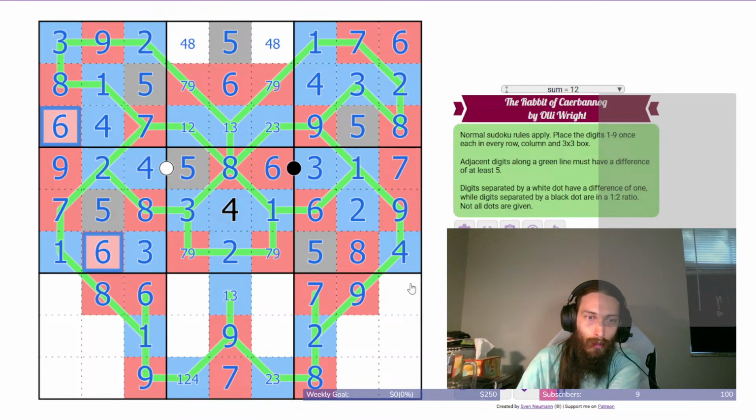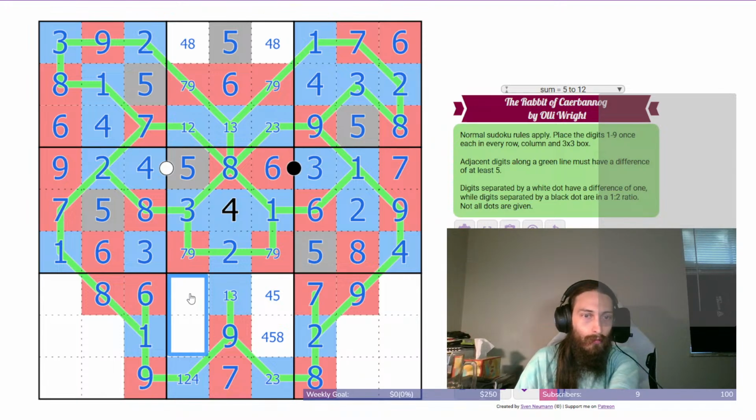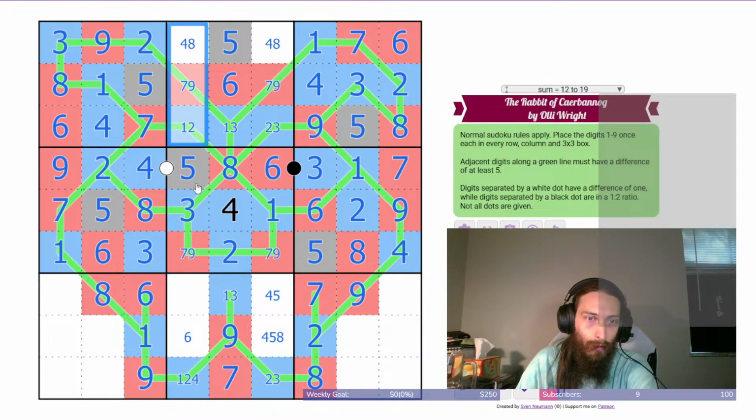Blues and the reds. Column 6 needs 4, 6, or no, 4, 8, and 5. No, it's not 8. This is also 4. Well, that side also needs a 6. Can't put 6 here or here, and then this one can't go there or there. So that's a 6.